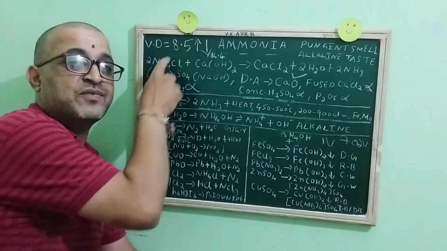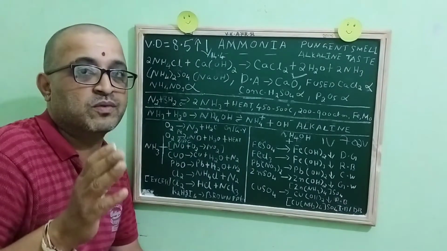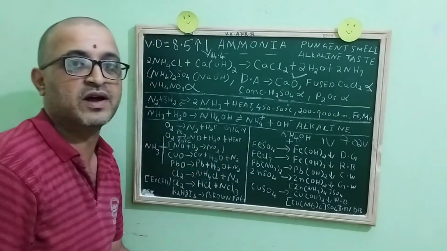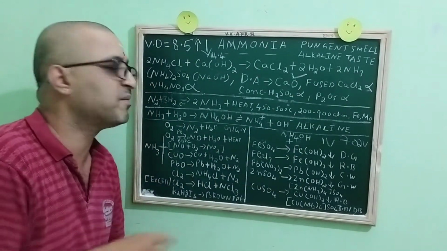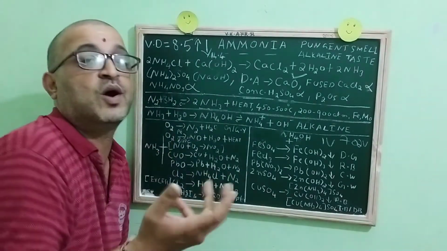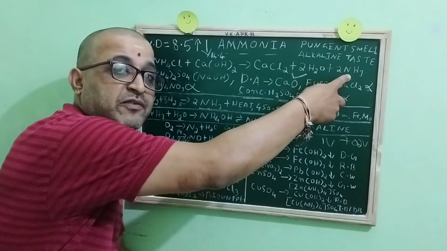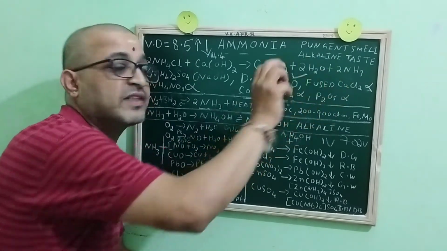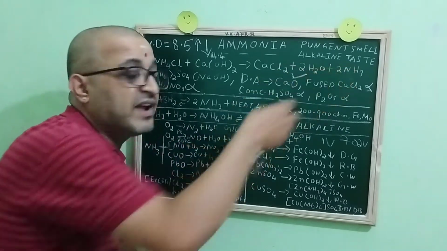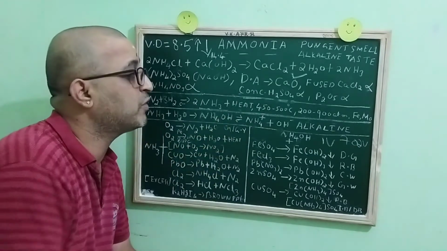Can I use ammonium sulfate instead of ammonium chloride? Definitely you can use. Now, can I use ammonium nitrate to produce ammonia? No, boss. We cannot take ammonium nitrate because ammonium nitrate is explosive in nature. Now, once we prepare ammonia during the laboratory preparation, it has some moisture. That moisture has to be removed. So then we require a drying agent. Which is the drying agent used during the laboratory preparation of ammonia?